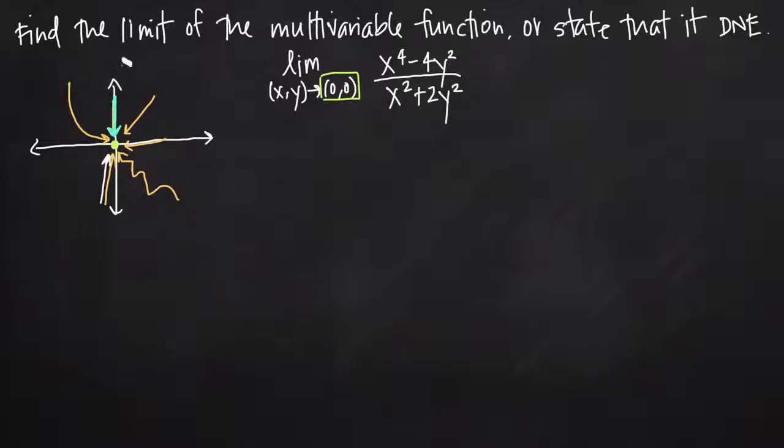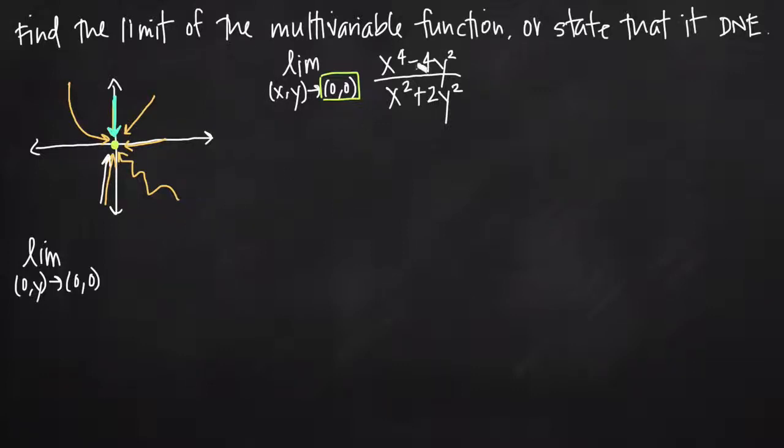X is equal to 0 everywhere along the y-axis here. So what we do is we say we take the limit as (0, y) approaches (0, 0). So x is 0 everywhere along the y-axis. So (0, y) approaching (0, 0) means we're coming in along the y-axis right here, approaching this point at the origin, (0, 0).